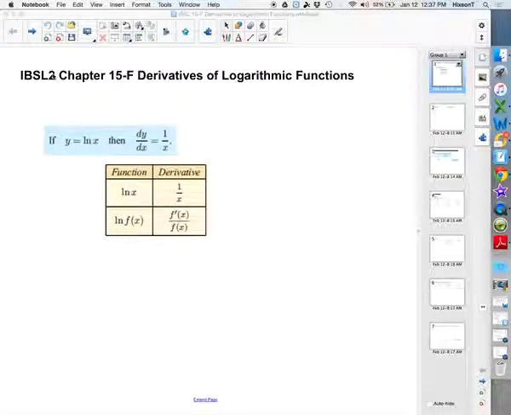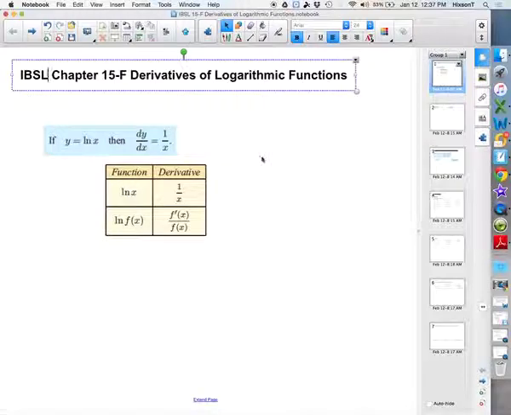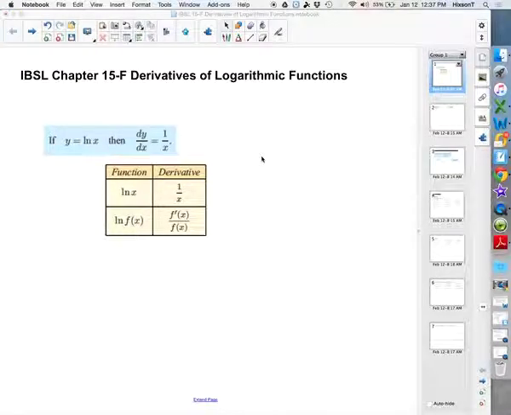Alright, so we're looking now at derivatives of logarithmic functions. And again, this is just a rule that you need to know. If our function y is the natural log of x, then the derivative is 1 over x.